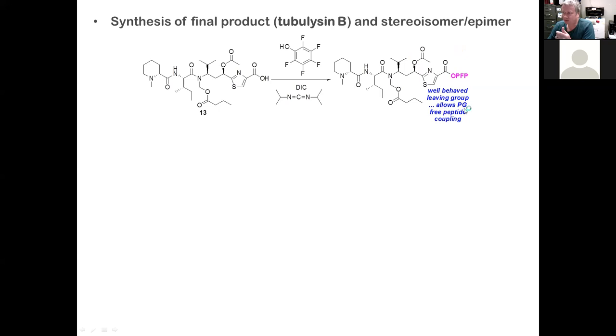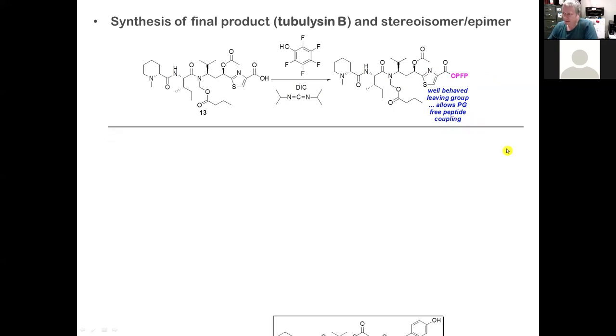It also allows protecting group-free peptide coupling. What that means is when they react it with the other component, that other component doesn't need to have protecting groups on it, because it's cool if you can avoid protecting groups. So this is a pretty clever strategy. They can make a large amount of this and then use it in protecting group-free peptide coupling.